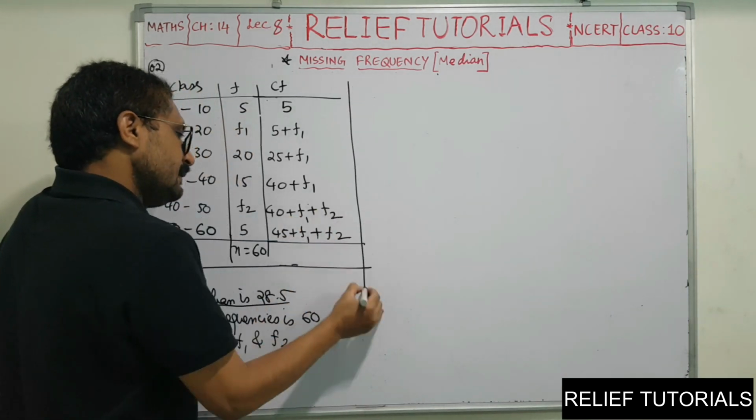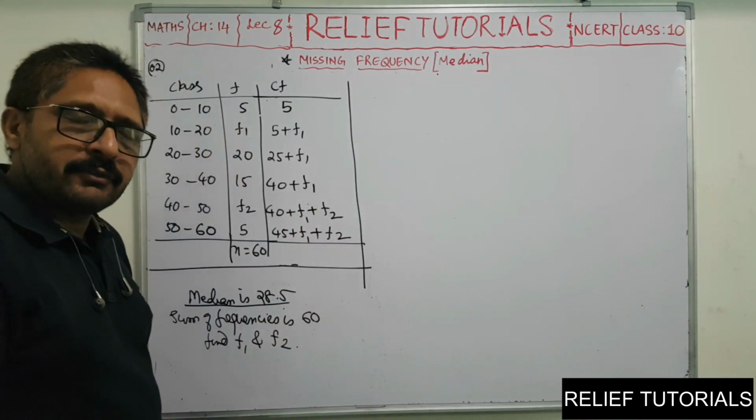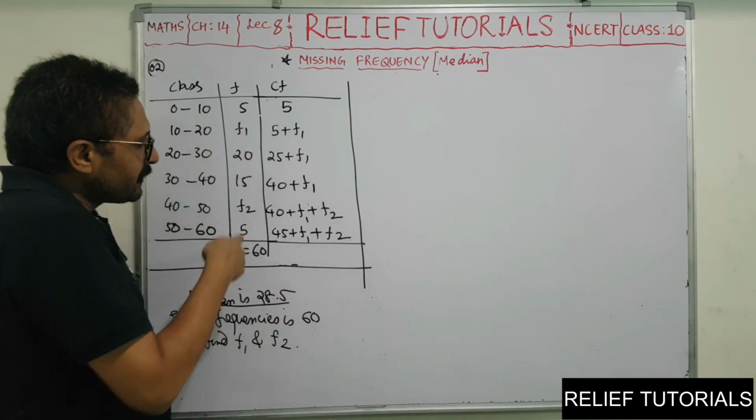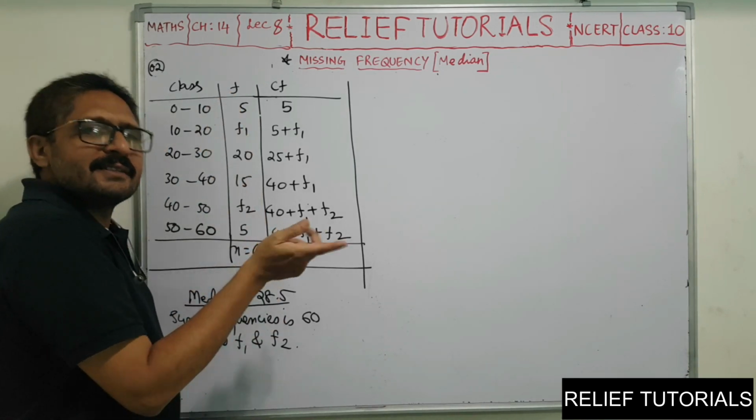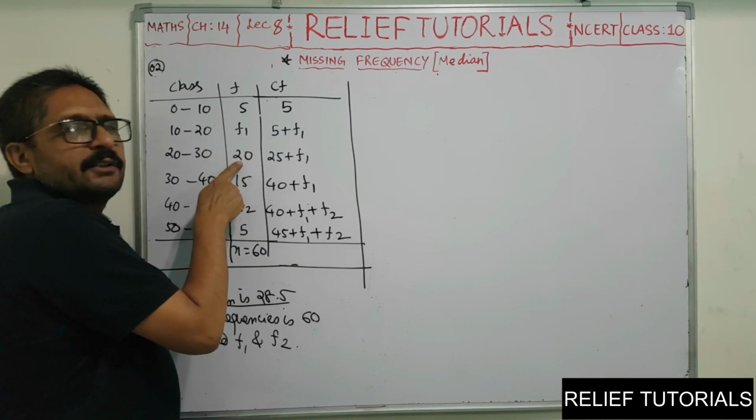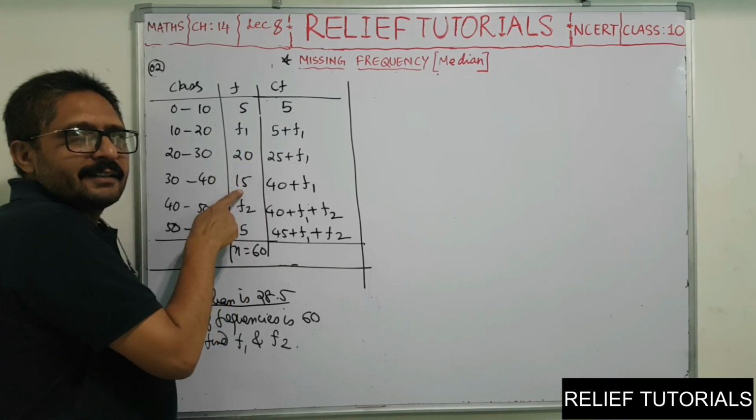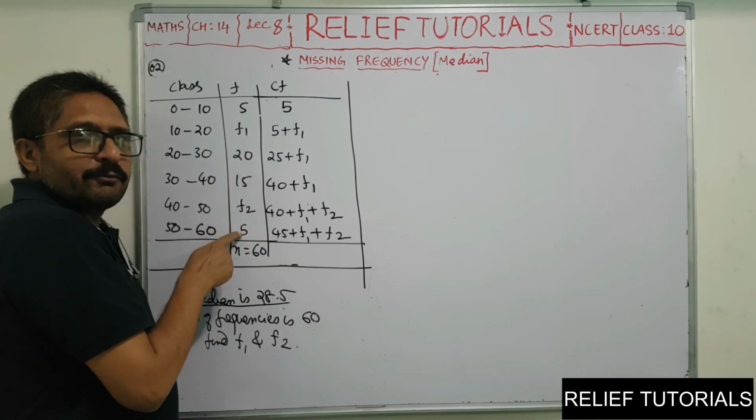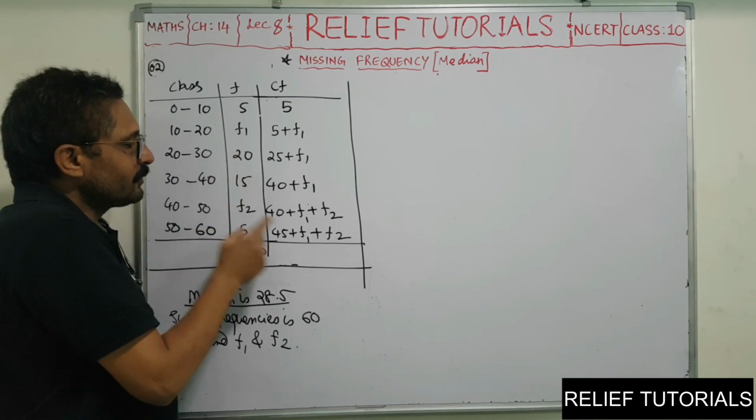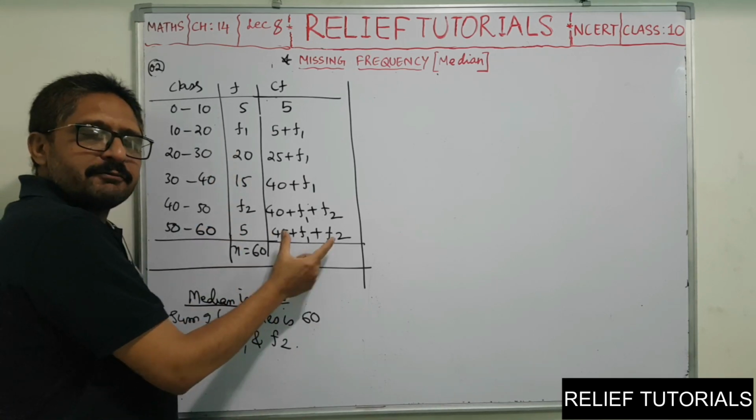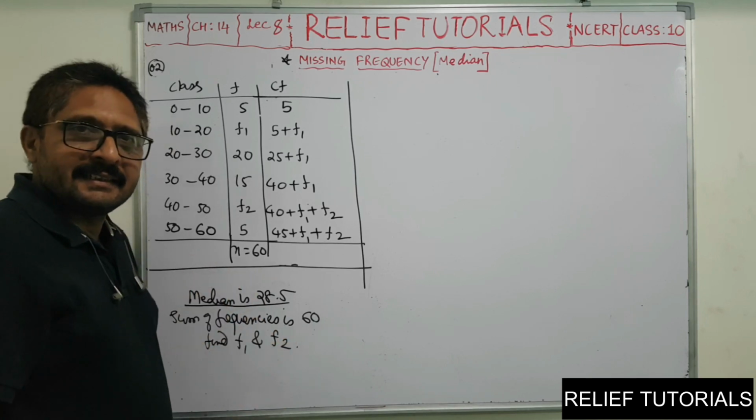Okay. So this is our cumulative frequency. And you know, the sum of the frequency will be the sum of the frequencies. See, 5 plus 20, 25. 25 plus 15, 40. 40 plus 5, 45 plus F1 plus F2. So 45 plus F1 plus F2 is nothing but N.